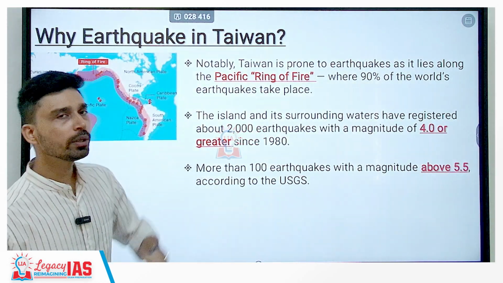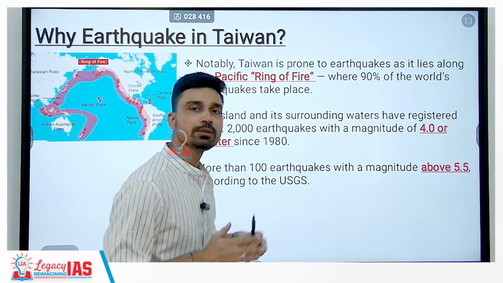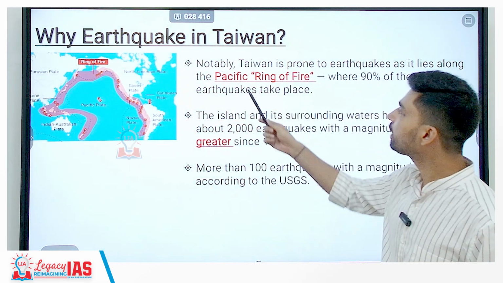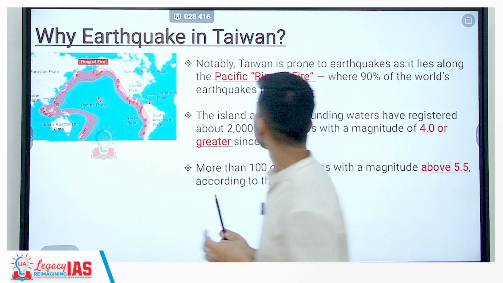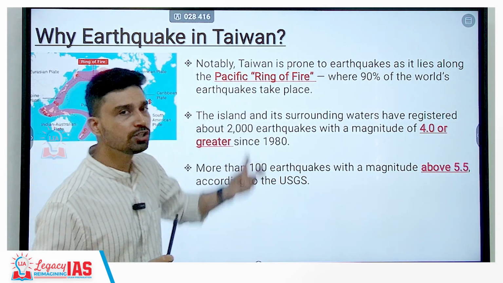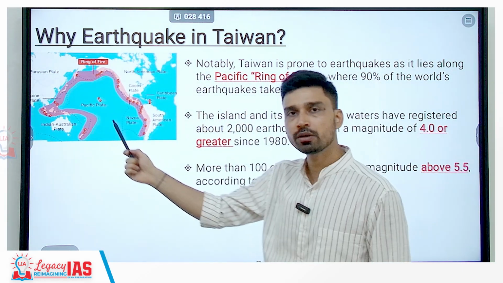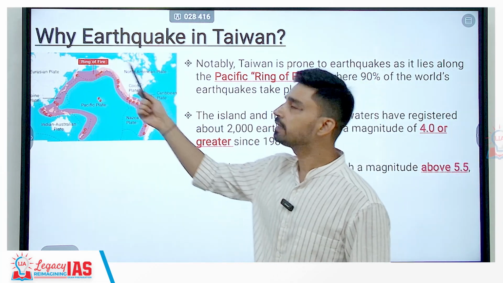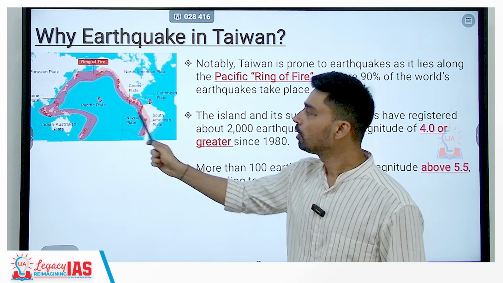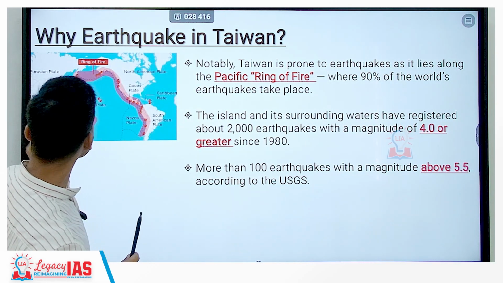So why did the earthquake happen in Taiwan? What is the reason behind this? The simple reason is the location of Taiwan. Geographically, Taiwan is situated in what we refer to as the Pacific Ring of Fire, and 90% of the world's earthquakes occur in this zone itself. If you take a look at this map, this red shaded area represents the Ring of Fire, which covers the entire stretch of the Pacific Ocean from South America all the way up to New Zealand.